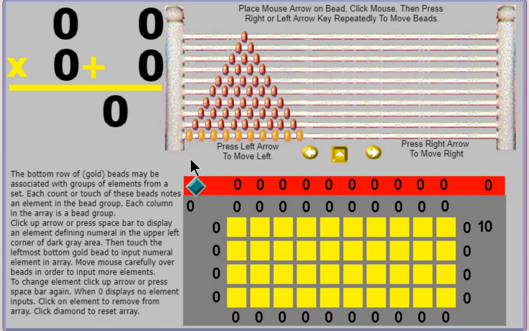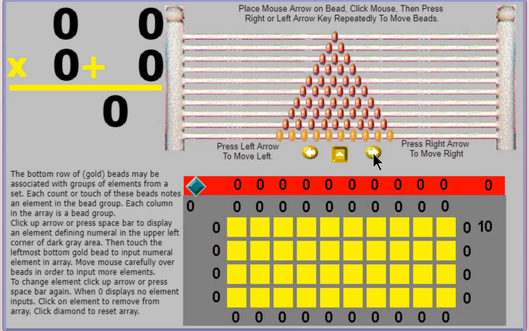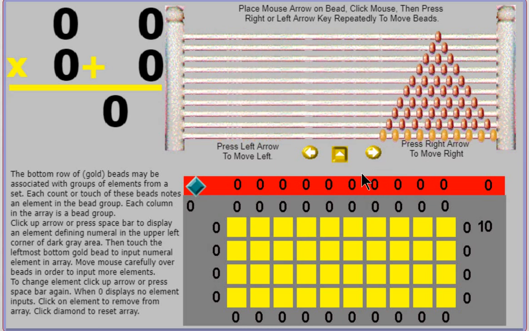Now, let's explore multiplication on the Pythabacus, where the first factor is greater than the base. So first, I'll reset the beads against the right post. Then I will define the elements by the numeral 1. So I'm going to start adding elements.